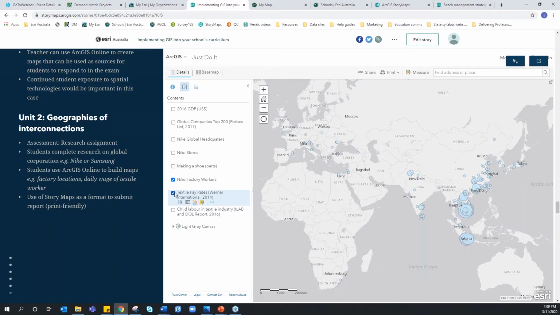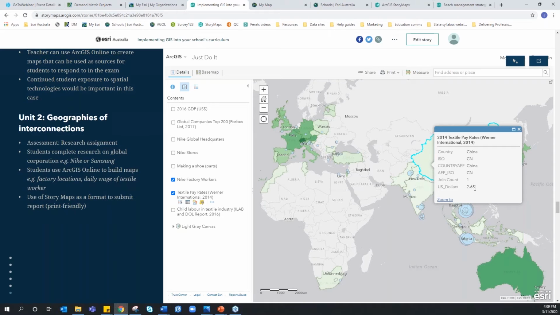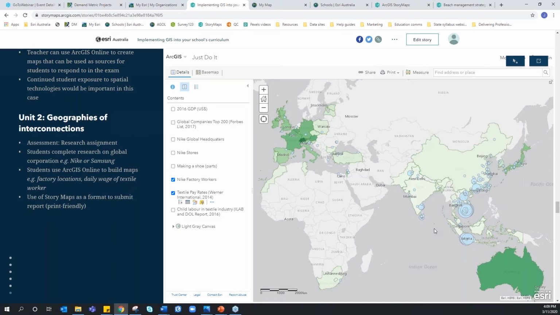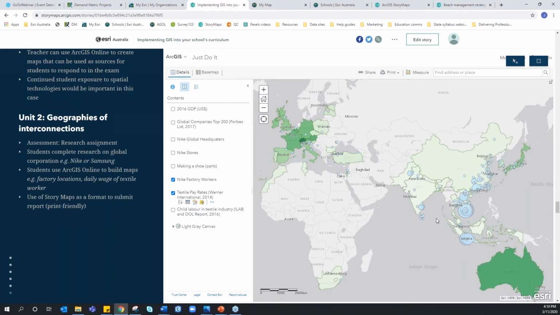Students can find information and add information about textile pay rates to the map, and we can see that in China, Chinese textile workers are making $2.65. I'm assuming that's a day, whereas in Australia, textile workers are making $38. Sorry, probably not a day, probably an hour, now that I think about it, $38 an hour. And again, we see a clear relationship as to why Nike would hire or have more factory workers in these regions, because they don't have to pay them as much.